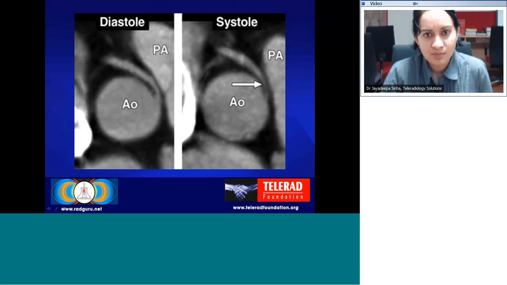So here's a patient with images in systole and diastole, which is showing that the artery can get compressed during systole between the aorta and pulmonary artery and can be a cause of sudden cardiac death.